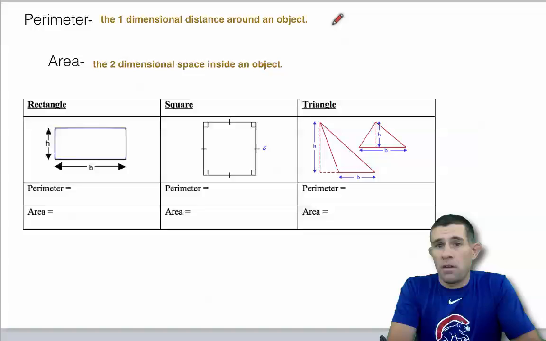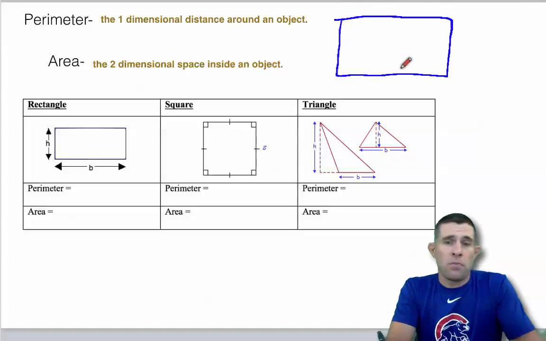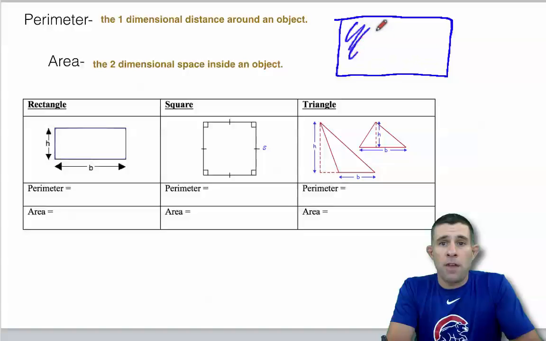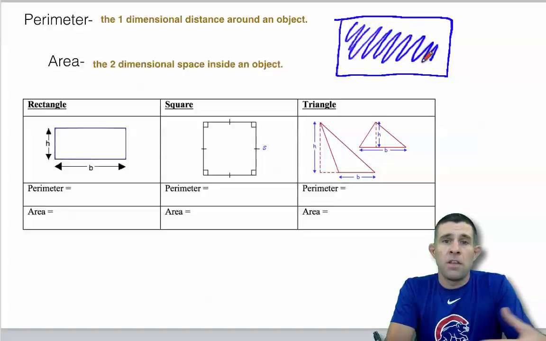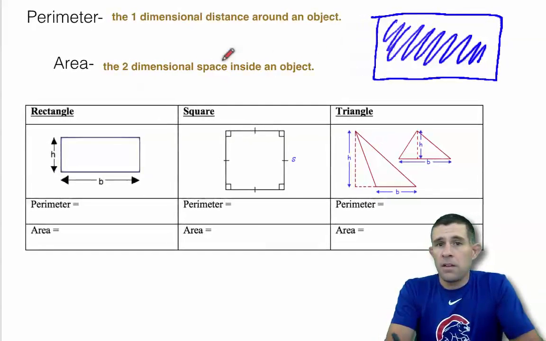If you were to think about a field, for example, the fence that goes around the field represents the perimeter, and the amount of grass inside that field represents the area. So let's take a look at perimeter and area formulas for some simple 2D shapes. First of all is a rectangle.